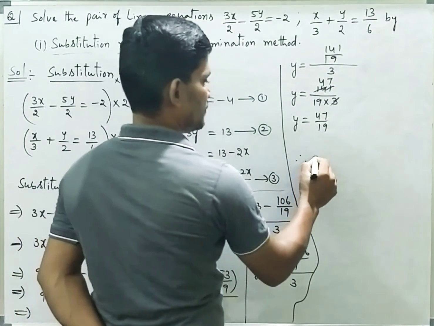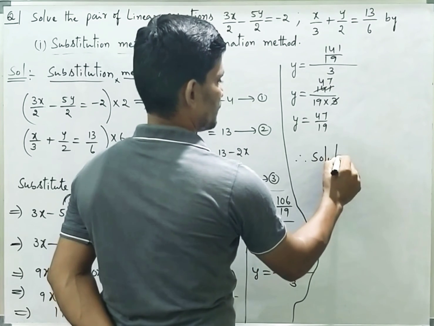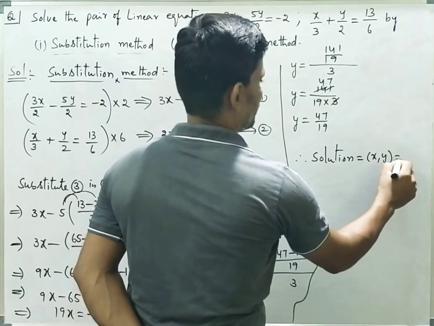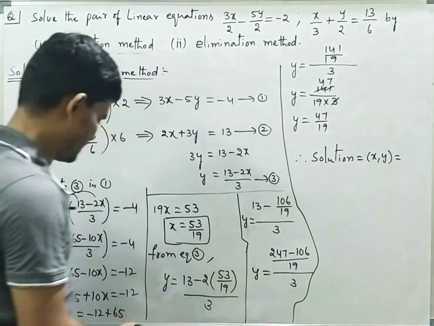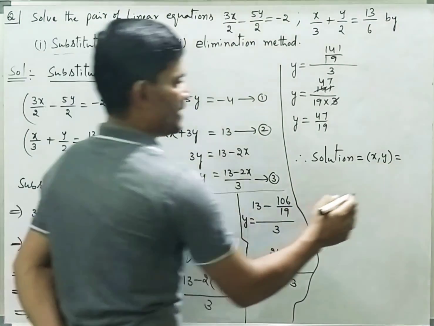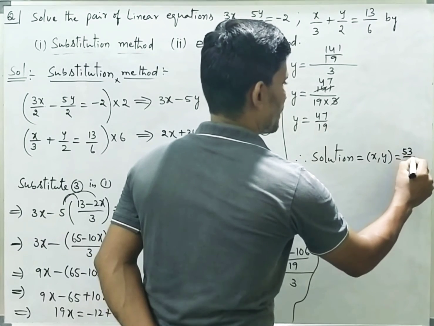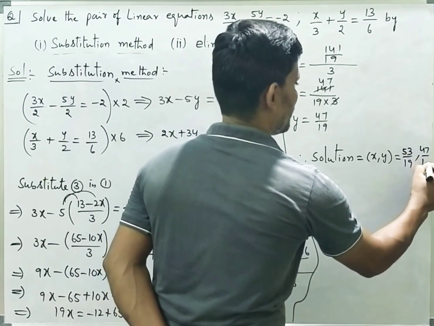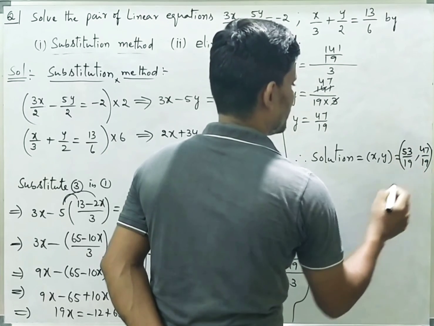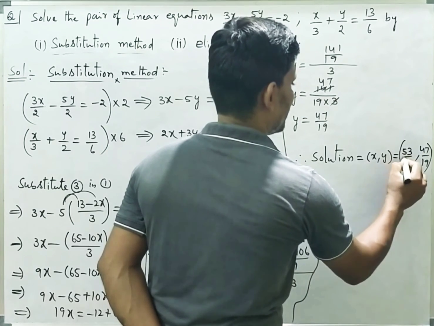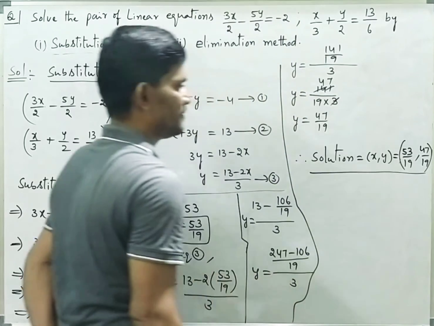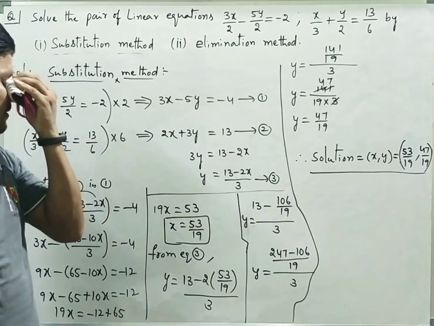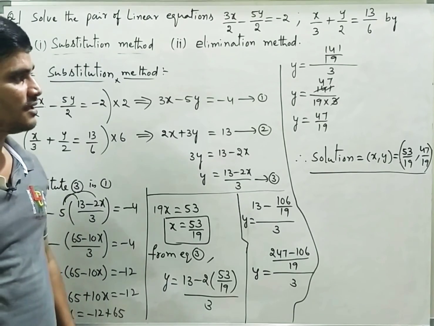Therefore, the solution is x, y: what is the x value? 53 by 19, and the corresponding y is 47 by 19. So these are the x and y values which are the solutions of the given pair of linear equations.